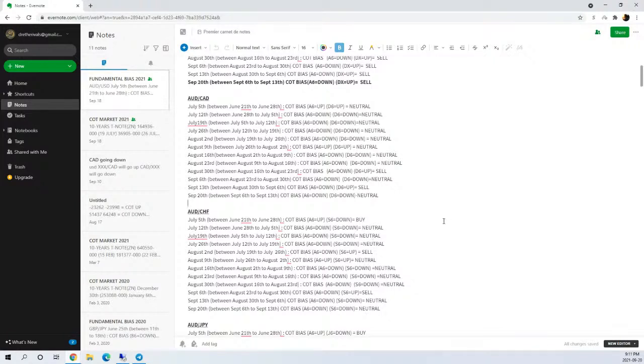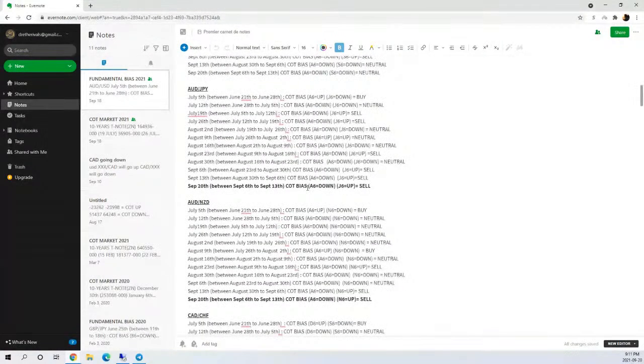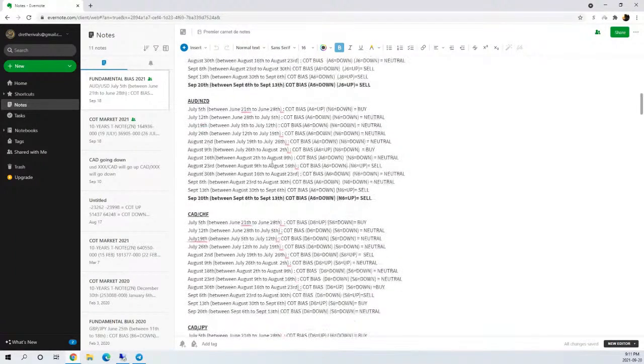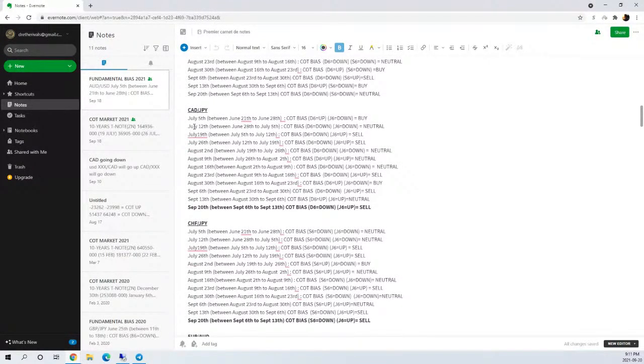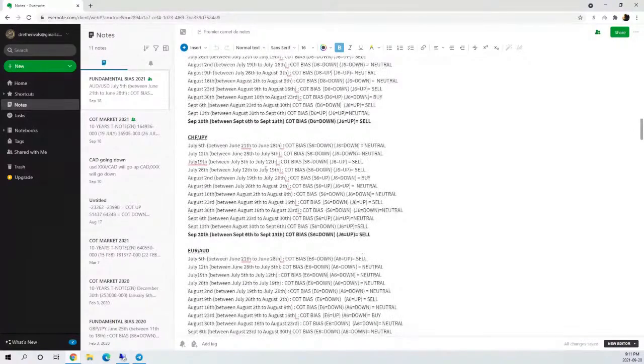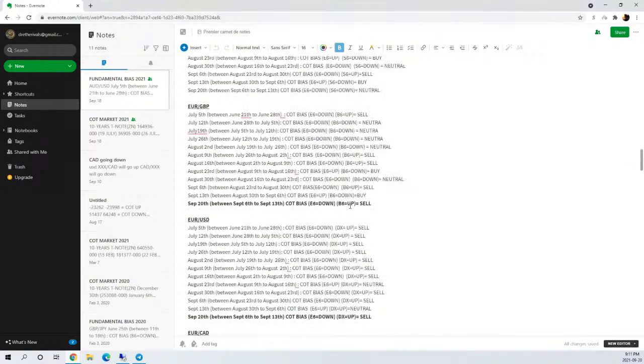Next you have AUD JPY. We're looking for a sell. AUD NZD, we're looking for a sell. Then you have CAD JPY, we have it as a sell. CHF JPY, we have it as a sell. Now, EUR JPY, we have it as a sell.